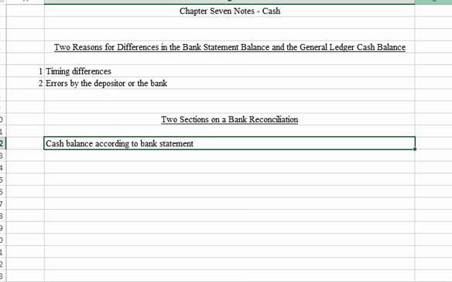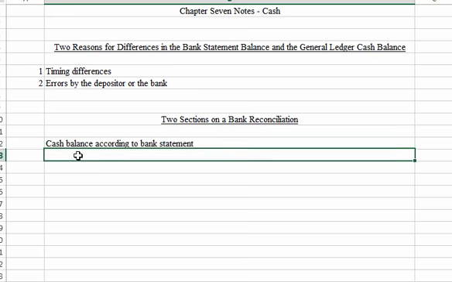You guys, we would have a column out here for numbers. I'm not going to put the numbers in. This is just a shell, kind of a formula, if you will, for preparing the bank reconciliation. So you could start with a cash balance according to the bank statement. All right, then we're going to have some adjustments we want to make to the bank's balance. First, we want to take out the effect of any timing differences.